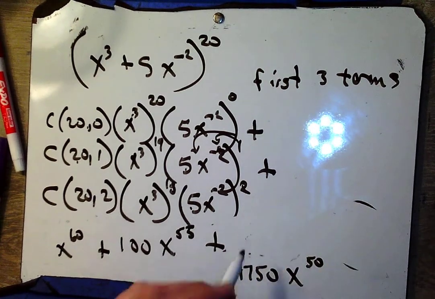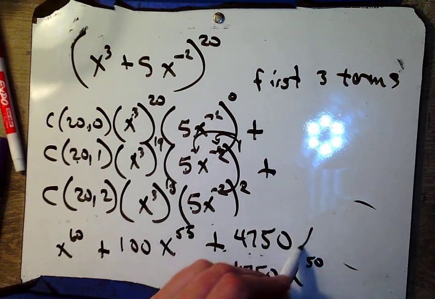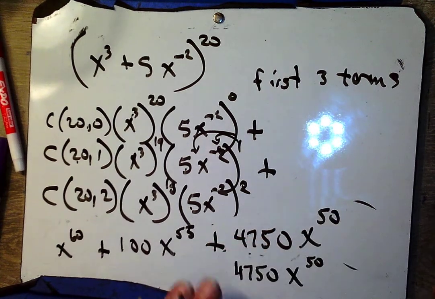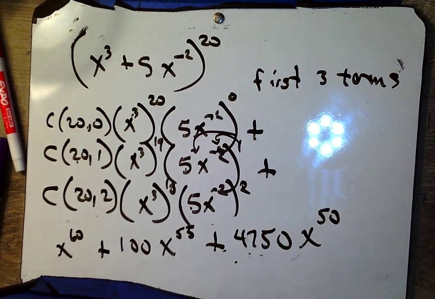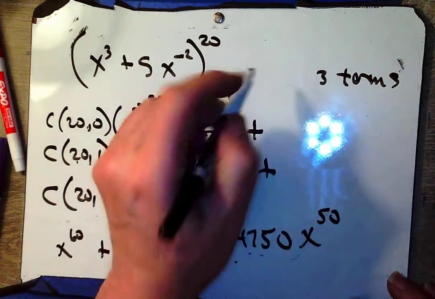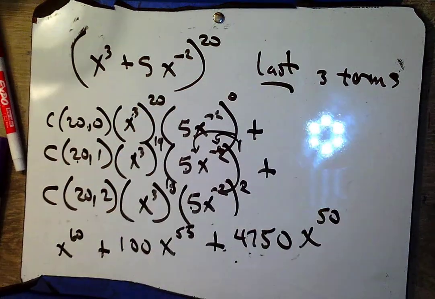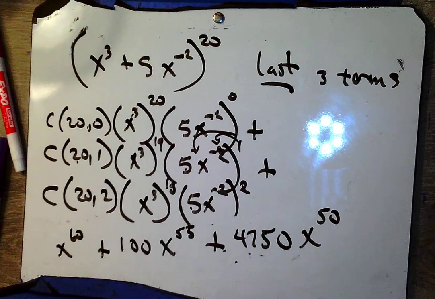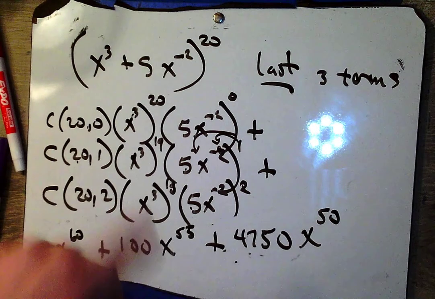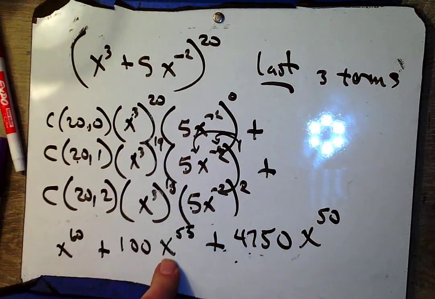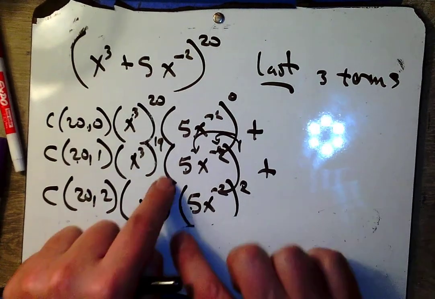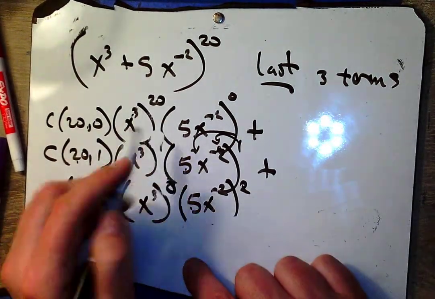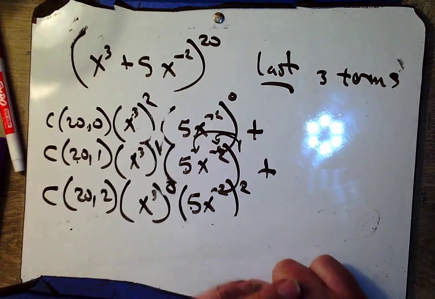Okay, so we've got 4750 x to the 50. And there's our expansion. Okay. How about instead of the first 3 terms, you do the last 3 terms? How would this change if I wanted the last 3 terms? Well, this will keep ticking down until I get to 0, and 1, and 2.